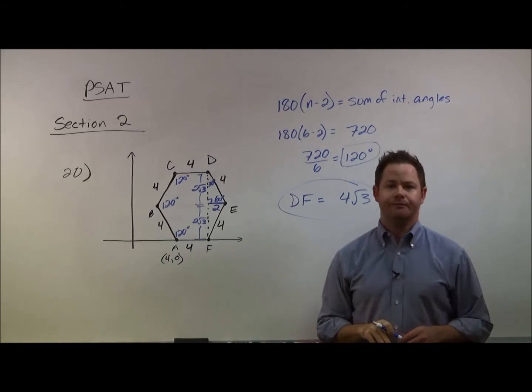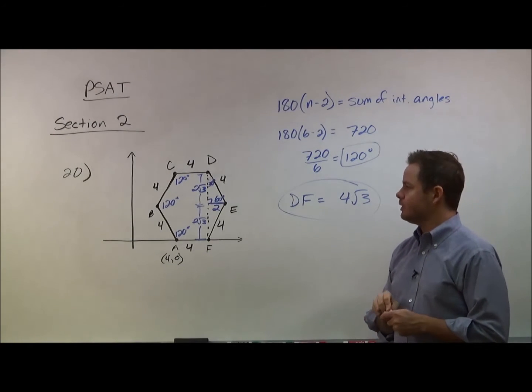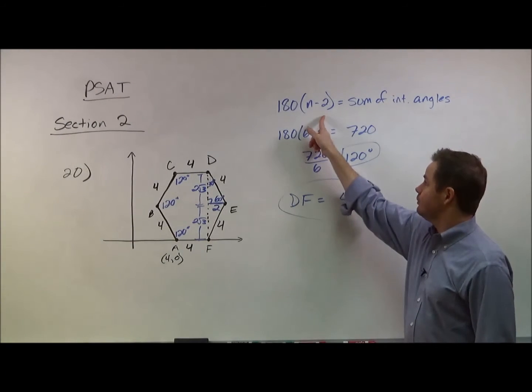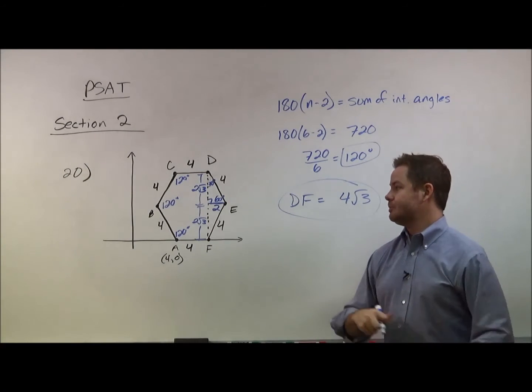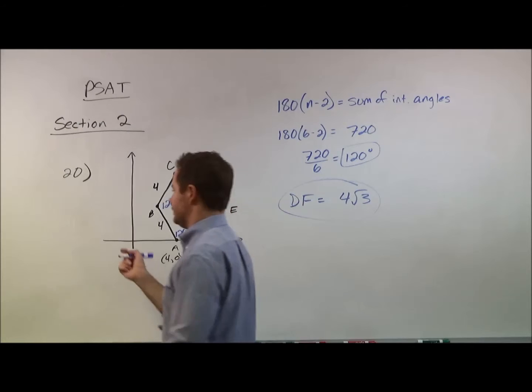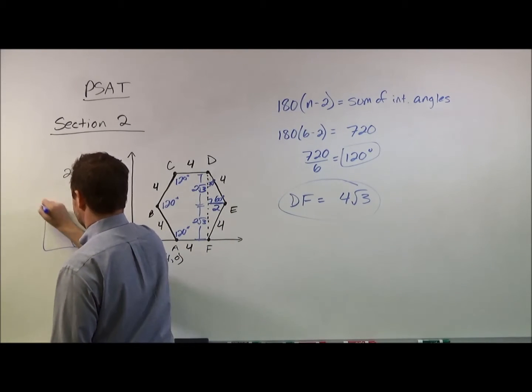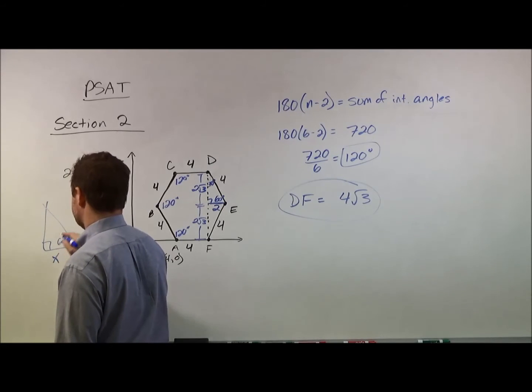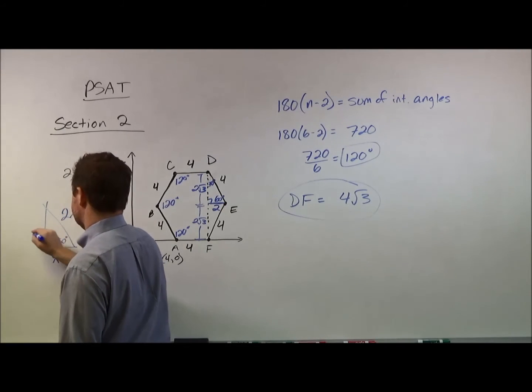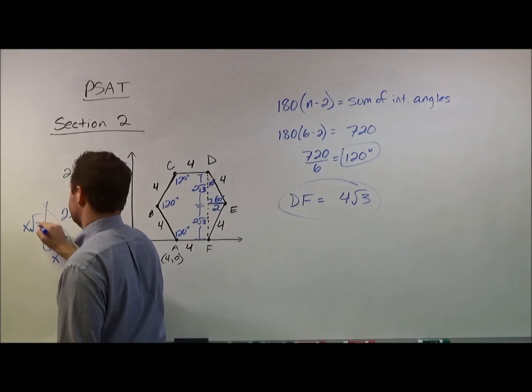So the most important thing to take away from this is the formula for the sum of the interior angles and the relationship between the sides of a 30, 60, 90 right triangle, which I'll put over here real quick. If you have a 30, 60, 90 right triangle, your short side is x, your hypotenuse is 2x, and that longer leg will be x root 3.